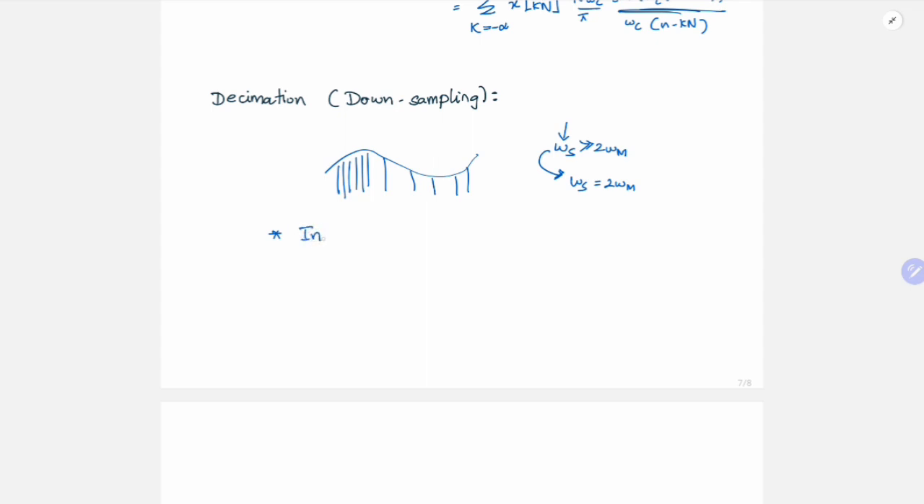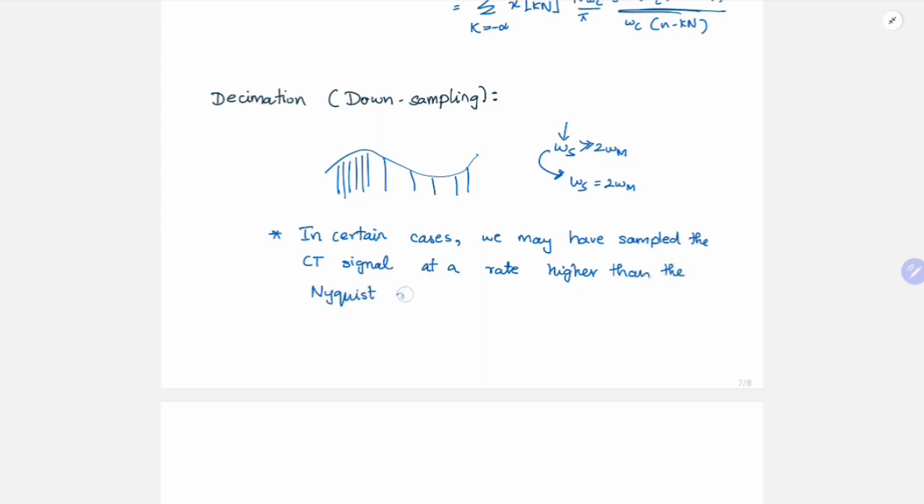So in certain cases, we may have sampled the continuous time signal at a rate higher than the Nyquist rate, and then we can sample it again to bring it to the Nyquist rate without any loss of information, right?